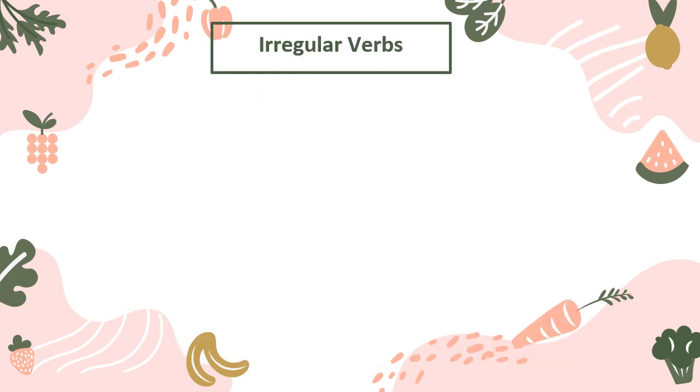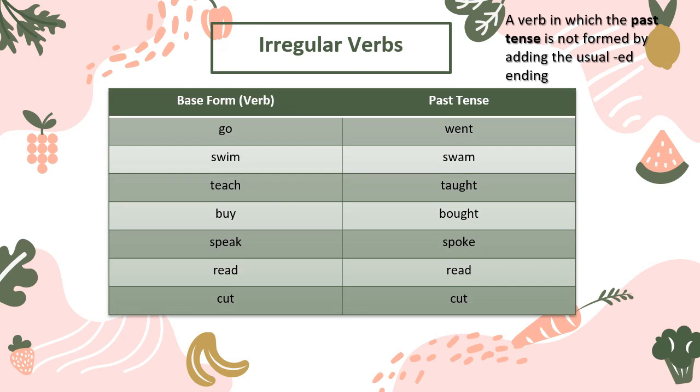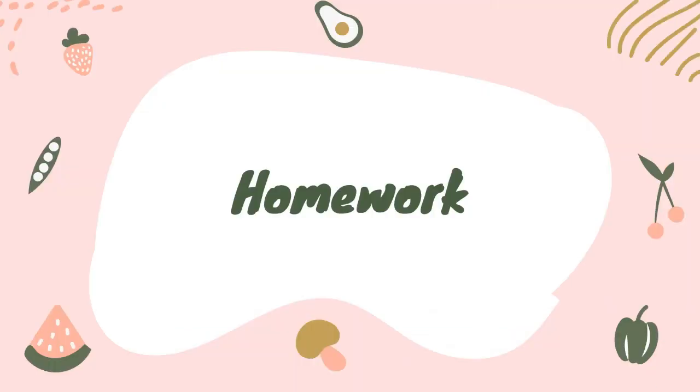Irregular verbs. What is irregular verbs? Irregular verbs is a verb in which the past tense is not formed by adding the usual ed at the end of the word. For example, go becomes went. We don't change go to goed, G-O-E-D, that is wrong. So go becomes went, swim becomes swam, teach becomes taught, buy becomes bought, speak becomes spoke, read becomes read, cut becomes cut.